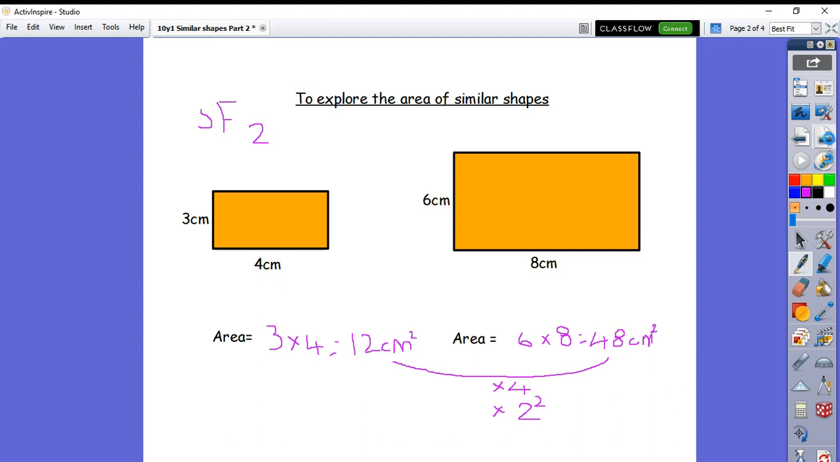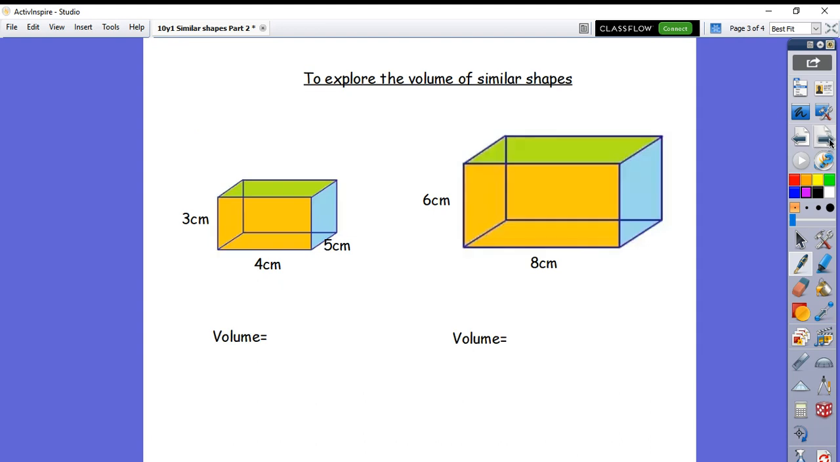Right, let's have a look now at volume. So the first thing we need to do here, we've now put in an extra length here of 5 centimetres. What would I need to do to find this missing length here? So we knew our scale factor was 2, and therefore this missing length would be 10 centimetres.